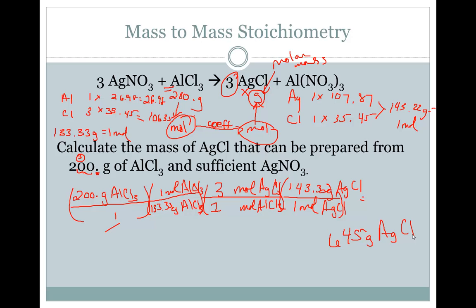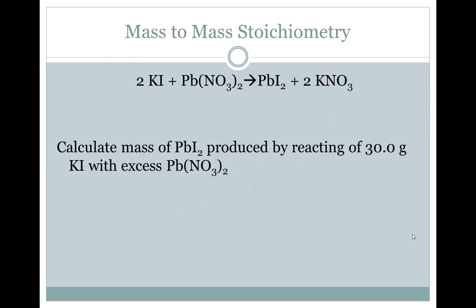Alright, let's do a mass to mass one more time. 30.0 grams of KI. We're looking for the mass of PbI2. So, we need to go from one compound to another, and moles are the end caps. To get from one to another, we need coefficients. So we need to get from grams to moles of KI.